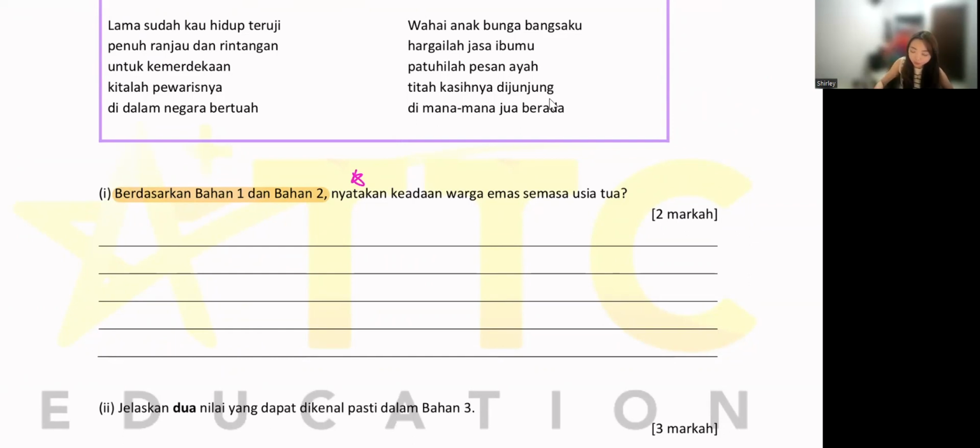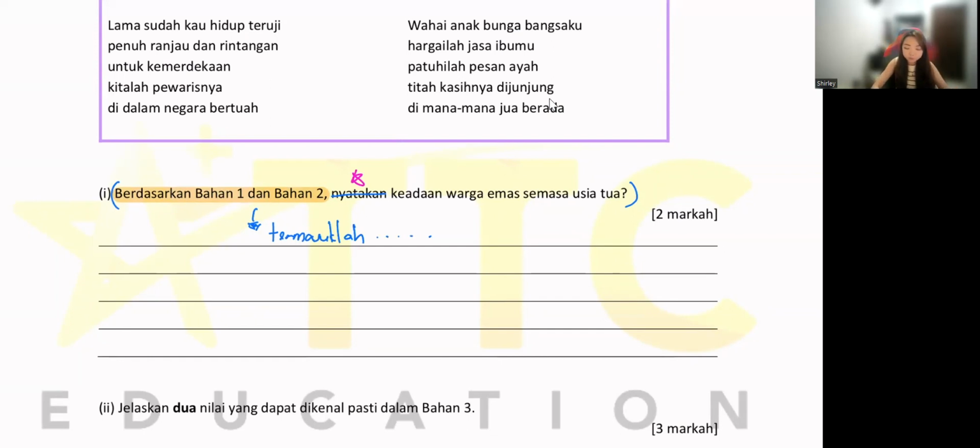This one will be ayat tergantung already. "Berdasarkan bahan satu dan bahan dua, keadaan warga emas semasa usia tua," everything's copy down, then "termasuklah." Termasuklah, it means like includes. What happens? Teacher, can I start with "berdasarkan bahan satu dan bahan dua, keadaan warga emas semasa usia tua, ialah, adalah"? Can I use "ialah" and "adalah" for this one?